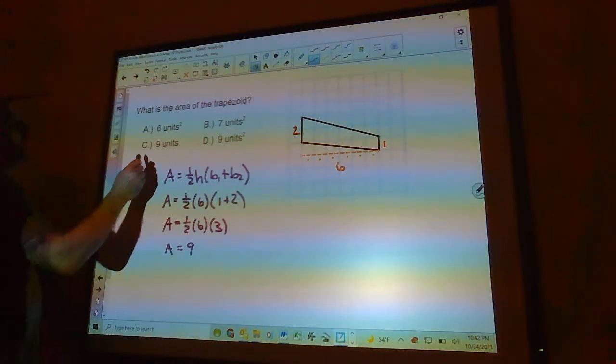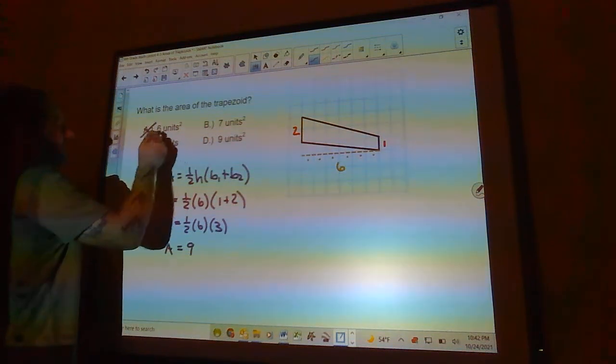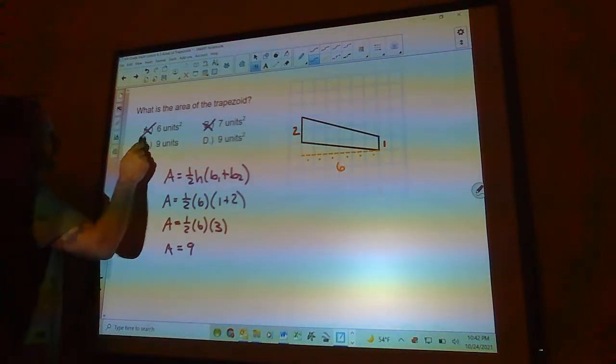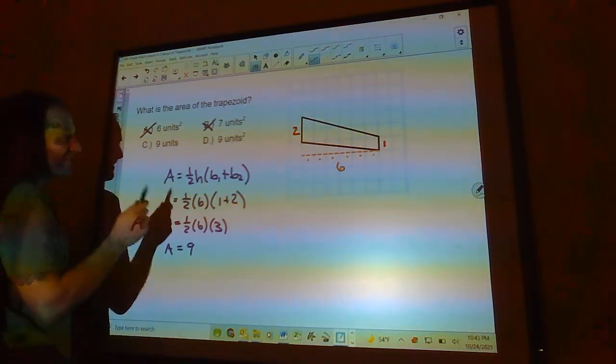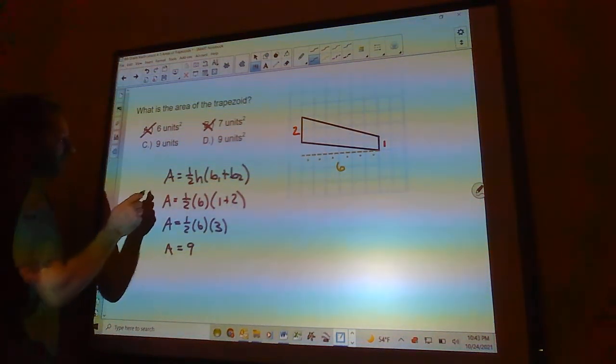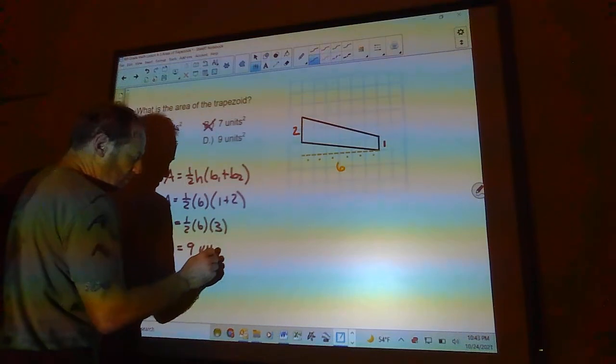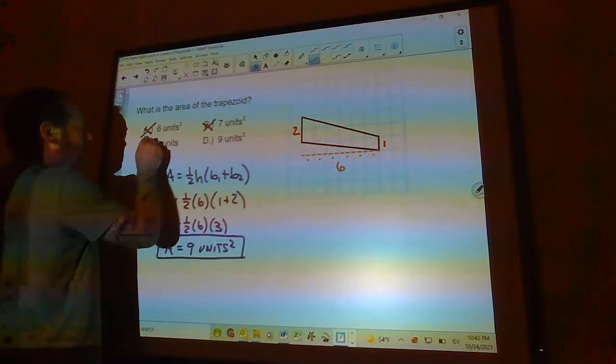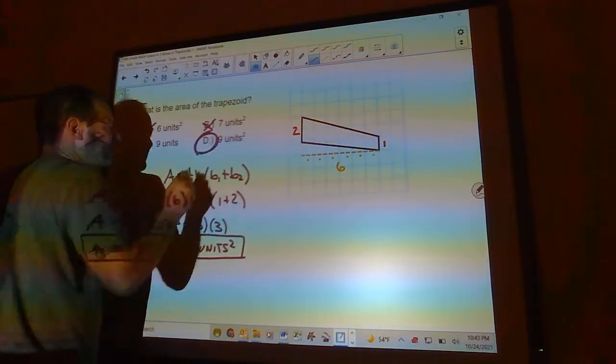So I go up here, and I look, 6 square units, well, that one's out. 7 square units, well, that one's out. 9 units. Now, a lot of people would put this as an answer because it's 9, right? Except it's not 9 units. It's 9 square units. So the answer is going to be D.